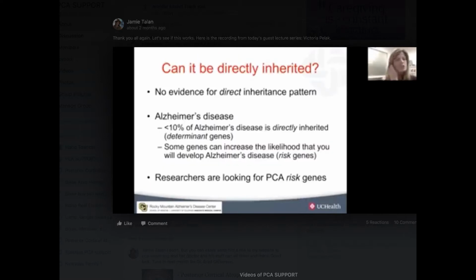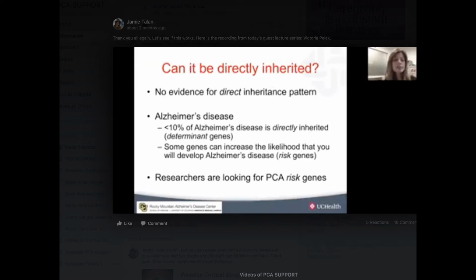So another question that's frequently asked is, can it be directly inherited? Meaning, if I have it, can I pass that on to my son or my daughter? Or if my parent has it, can it be passed on to me? And there is no evidence for a direct inheritance pattern. And I'm going to talk about what I mean by direct.